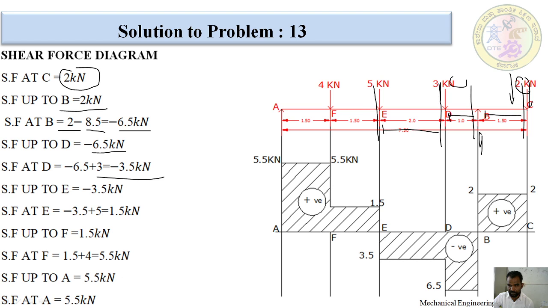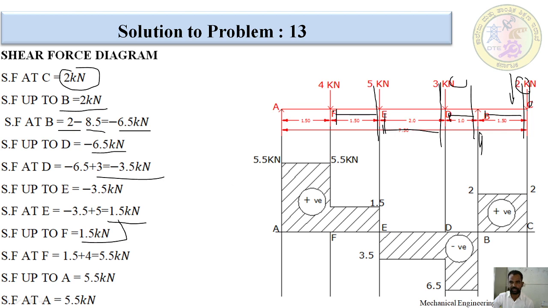Up to E point we are having same load, negative 3.5 kilonewton. Plus, I am going to section here at section E. This is positive value, up to here plus positive 5 value. Negative 3.5 plus 5 is equal to positive 1.5 kilonewton. After that we are having same value up to here. How much are we having at E point? We are having up to this point also same value, 1.5 kilonewton.